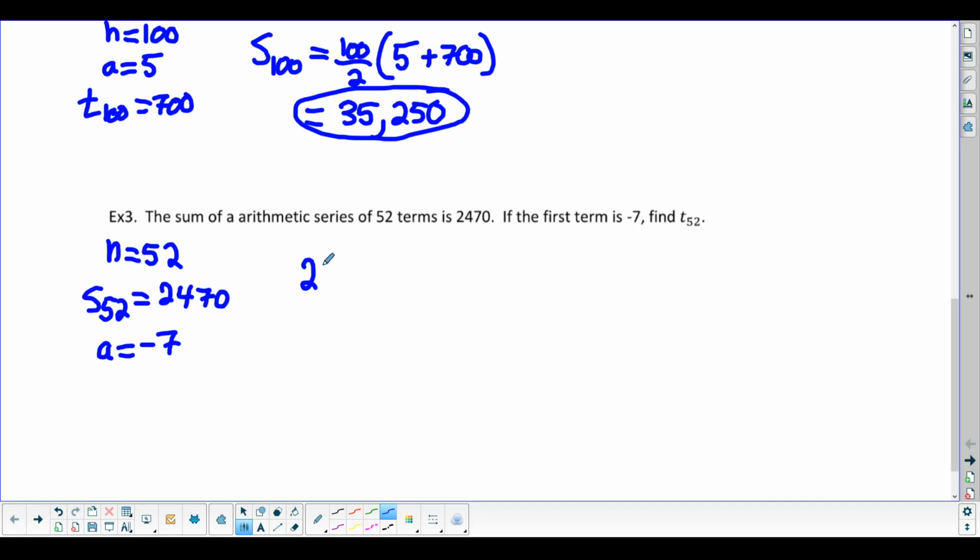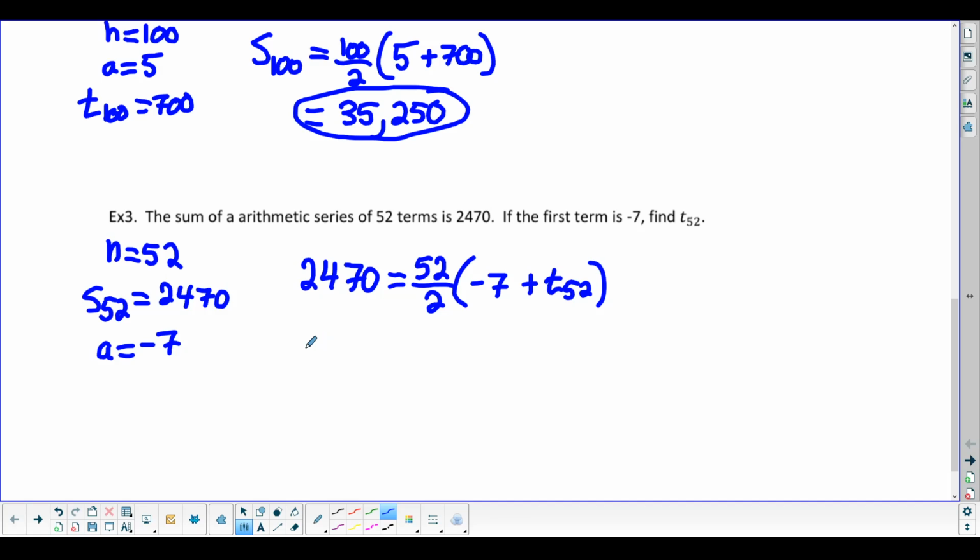So we know that the sum, oh, I'm writing the wrong numbers here, 2,470 is equal to n over 2, 52 over 2, times A plus T52. And we don't know what T52 is, but that's what we want to find. So we're going to have to rearrange and solve for T52. If we want to move a fraction that's multiplying over to the other side, we just flip it and multiply it on the other side.